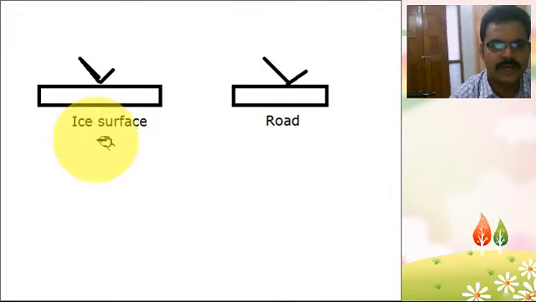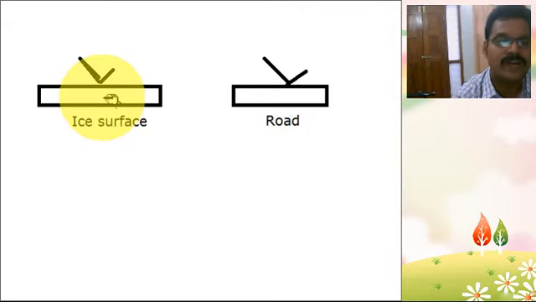Now see this diagram. There are two surfaces, an ice surface and a road surface. A person wants to walk on the ice surface. Similarly, the other person wants to walk on the road. In which case do you feel that the person walks comfortably? Obviously, it is the road surface. Why, and not the ice surface?